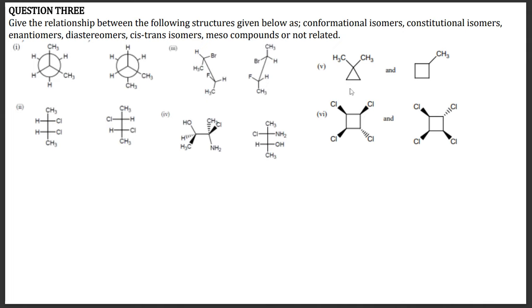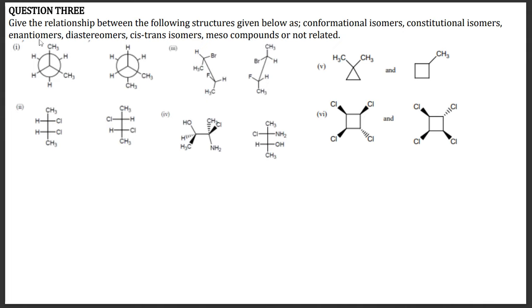Constitutional isomers are compounds which have the same molecular formula but different connectivities. For example, number 5, we have 1, 2, 3, 4, 5 carbons. Here also 1, 2, 3, 4, 5 carbons. But the only difference is that we have connected them differently. So those are constitutional isomers.